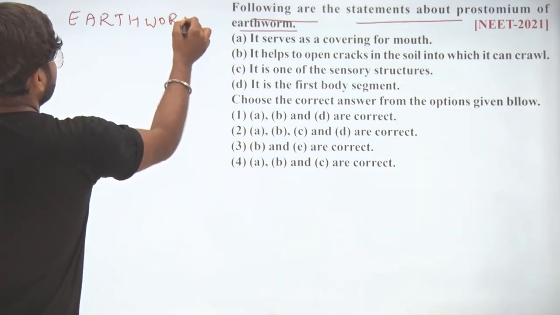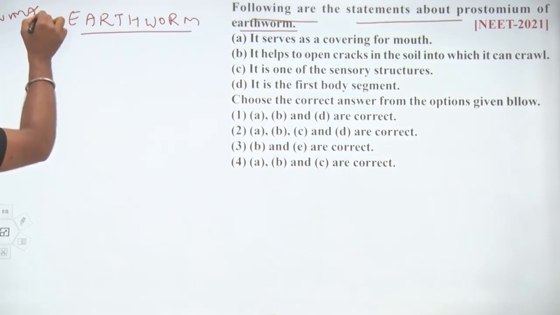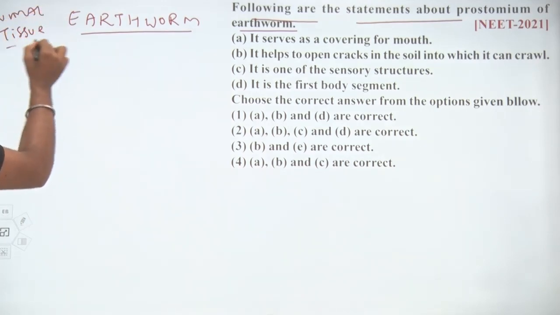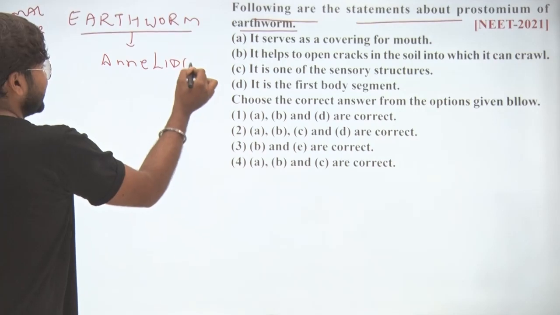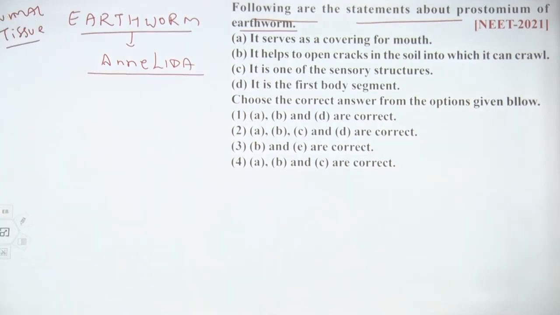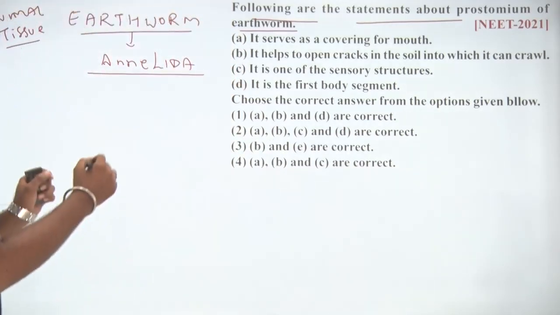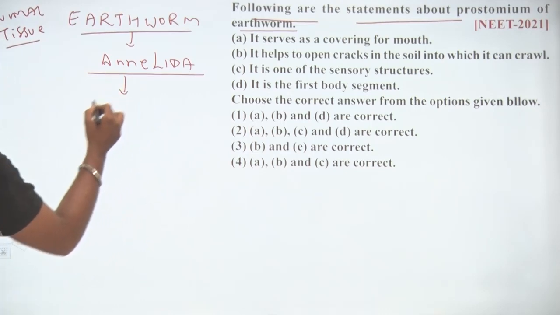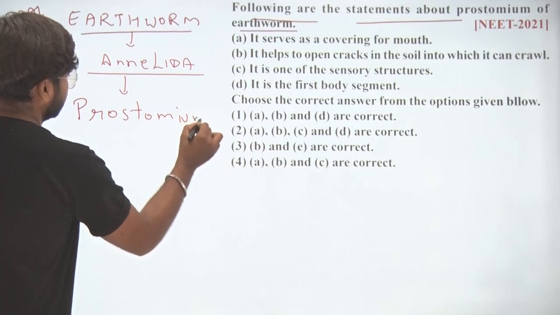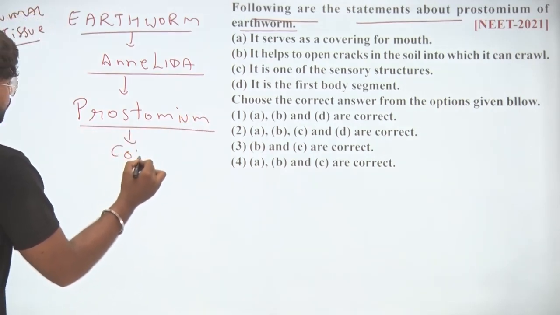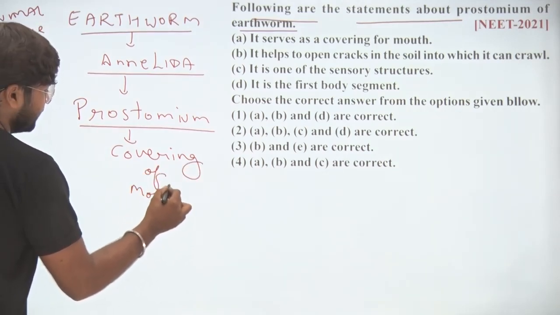The earthworm, do you know, is considered a lower animal. This question is from which chapter? This question is from animal tissue. And as you all know, the earthworm belongs to a phylum named Annelida. The Annelida have the ring structure which is found in the earthworm. The earthworm has a prostomium. That prostomium is the covering of the mouth. Clear?